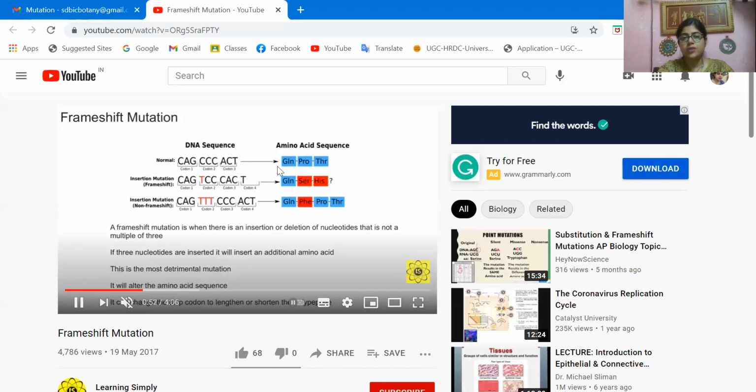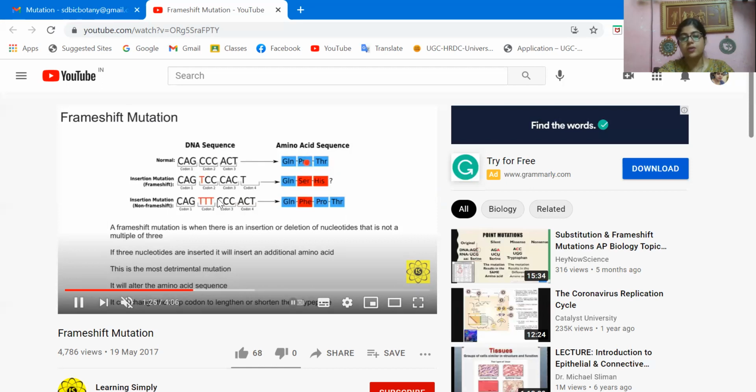So the first codon will produce the same amino acid, and then the amino acid sequence will be proline and threonine replaced by serine and histidine. So this insertion mutation is a frame shift mutation, and the other is a non-frame shift mutation because three bases have been inserted here. So it will change only one amino acid.